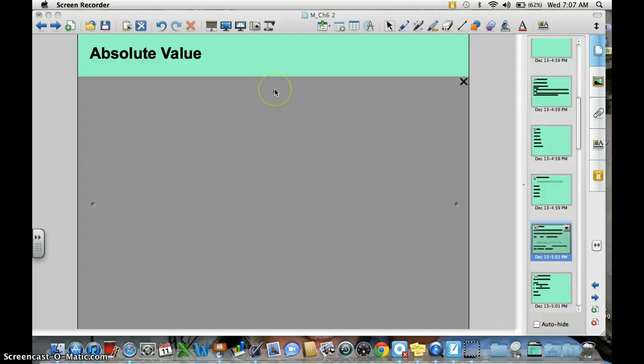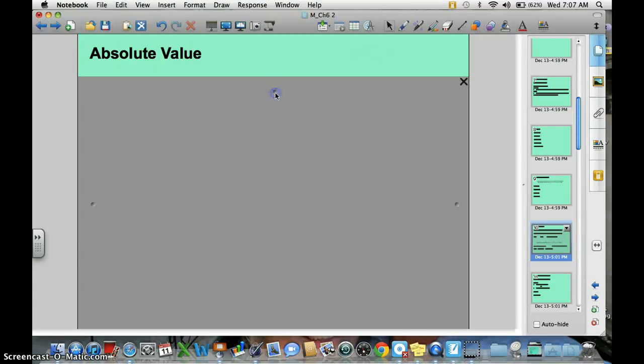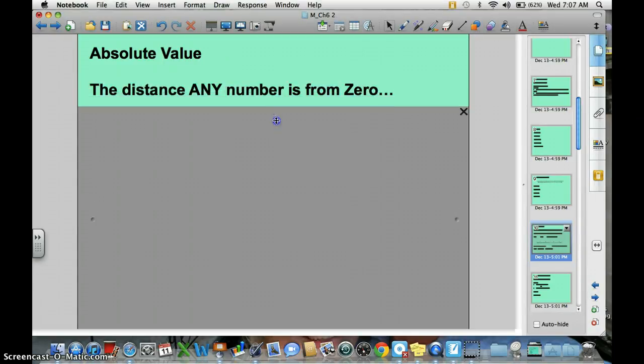So let's talk a little bit about absolute value. You may remember seeing it on the pre-test that we took on integers. It was at the bottom of the worksheet on the left side. And a lot of you skipped it and a lot of you tried it, and both are great, and I just want to make some clarifications before we move any further.